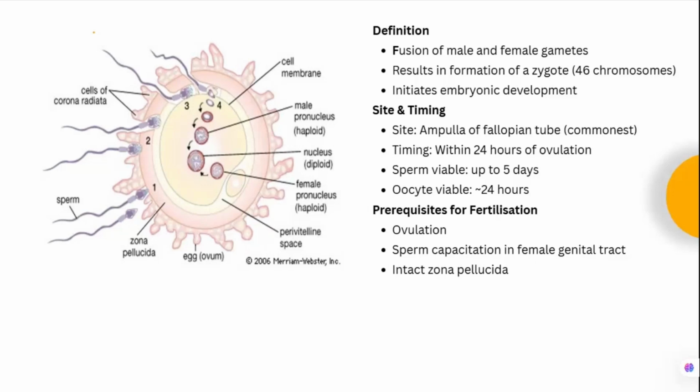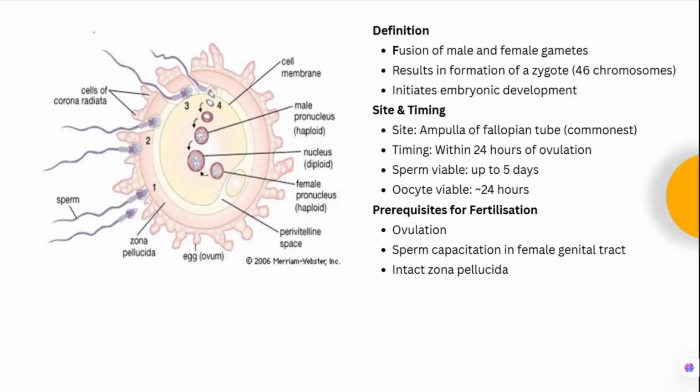What is the site and timing? These are the questions which are asked. Ampulla of the fallopian tube is the commonest site of fertilization. When does it happen? It happens within 24 hours of ovulation. The sperm's viability is also asked in the examination. The sperms are viable up to 5 days in the female genital tract. The oocyte is viable around 24 hours. So these viability periods are important from the examination point of view.